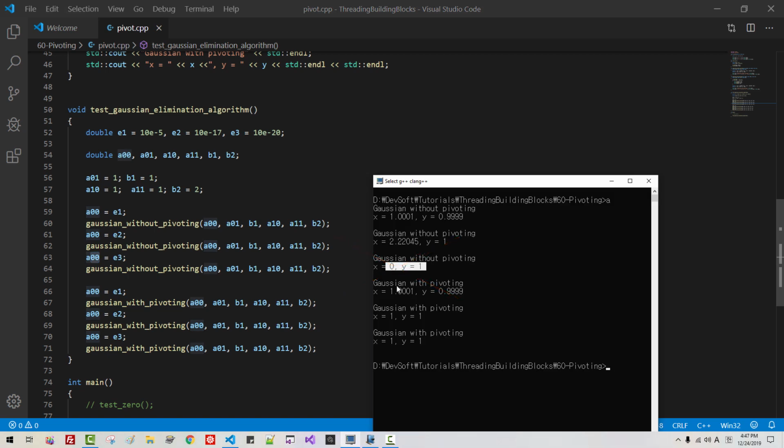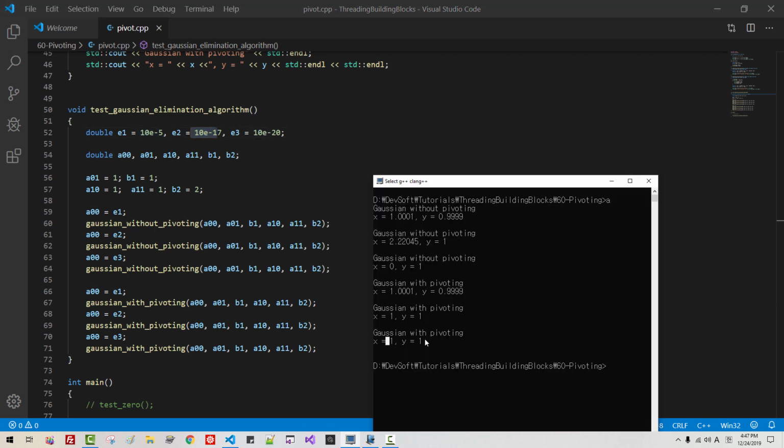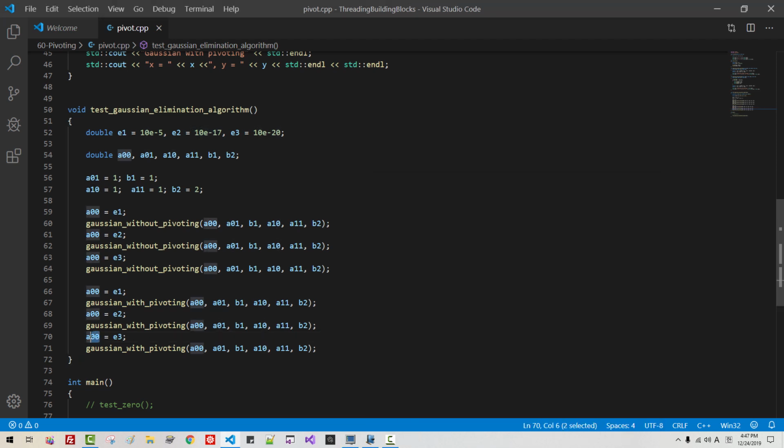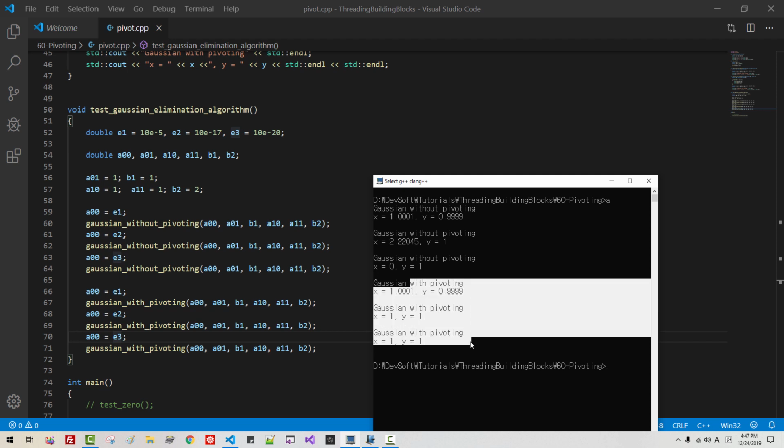Gaussian with pivoting, when A00 is E1, 10e minus 5, this is the correct result: x is 1, y is 1. When A00 is E2, this value is correct. When A00 is E3, 10e minus 20, this value is correct. So Gaussian with pivoting is always correct.